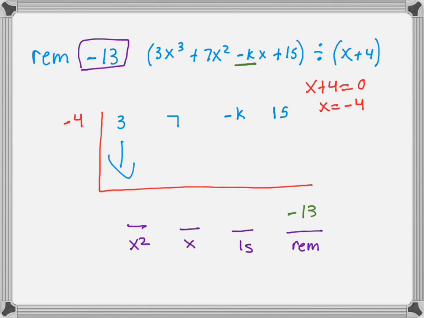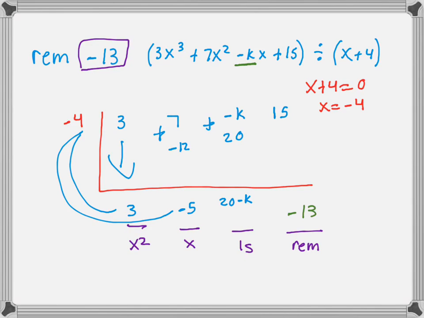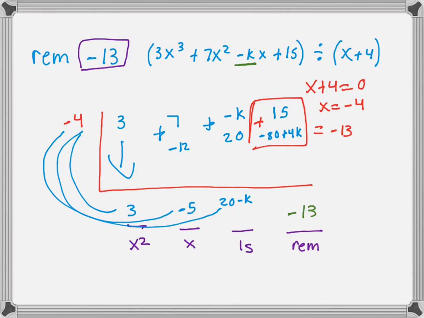So we bring down the 3, we get 3, multiply these together, we get negative 12, add these together, we get negative 5, multiply these together, we get 20. Now remember, we add these together, and then we do 20 minus k, and then we multiply these together, and we get negative 80 plus 4k. However, remember that when these add together, this needs to equal negative 13. So we're just going to solve for that. I'm just going to erase a little bit of this up top.